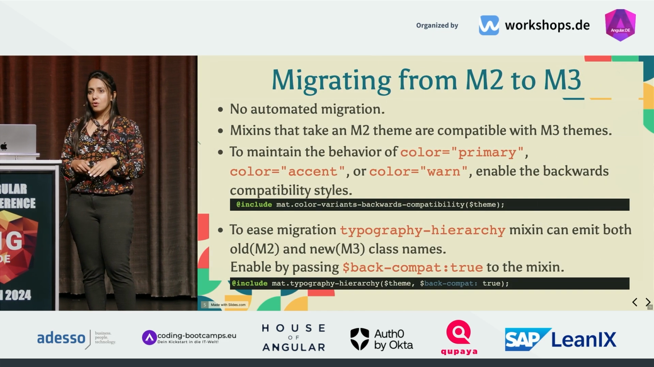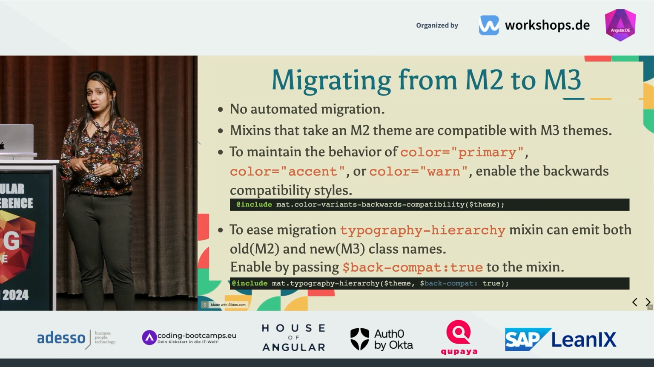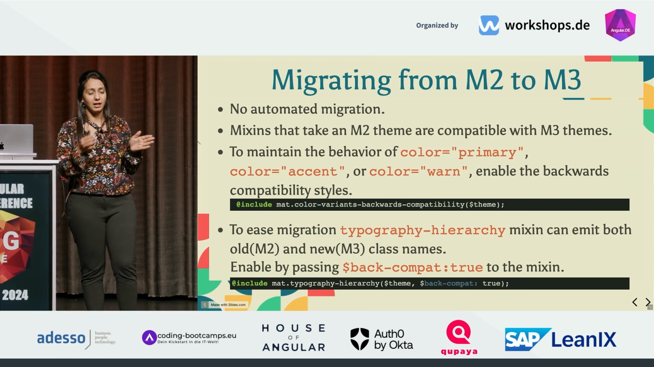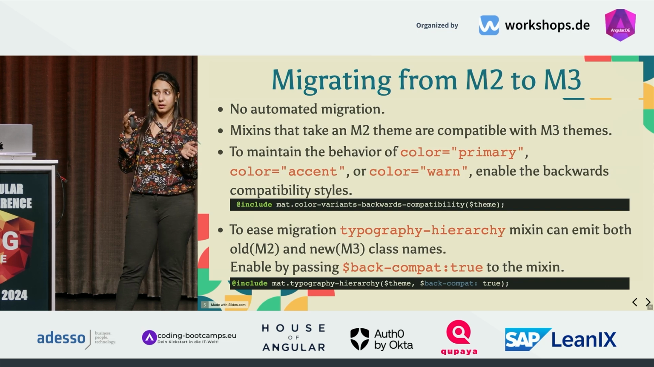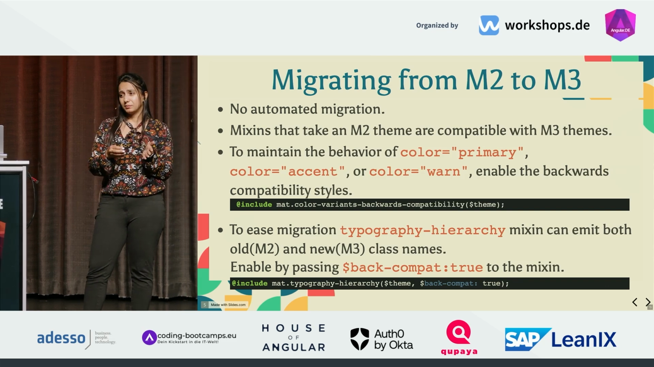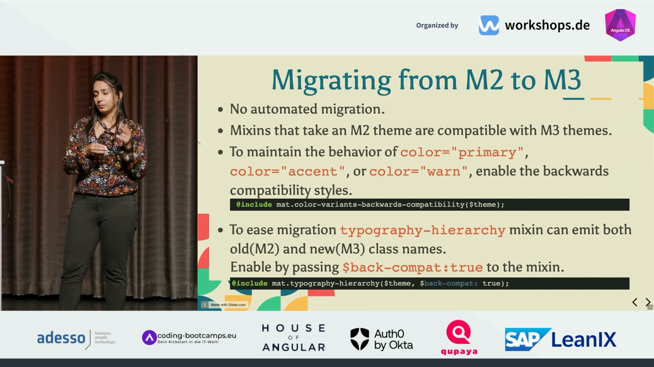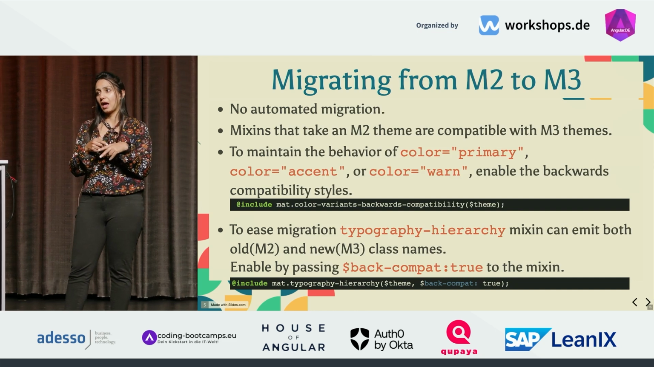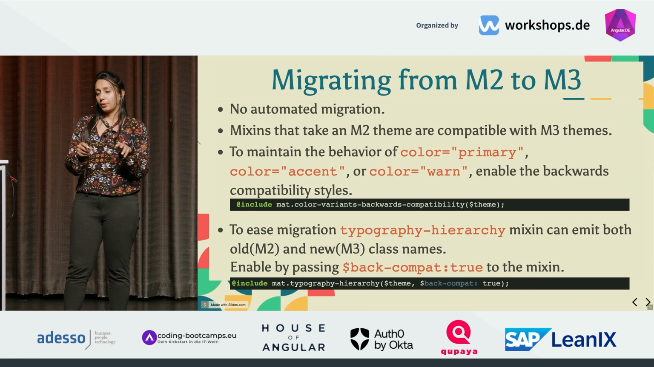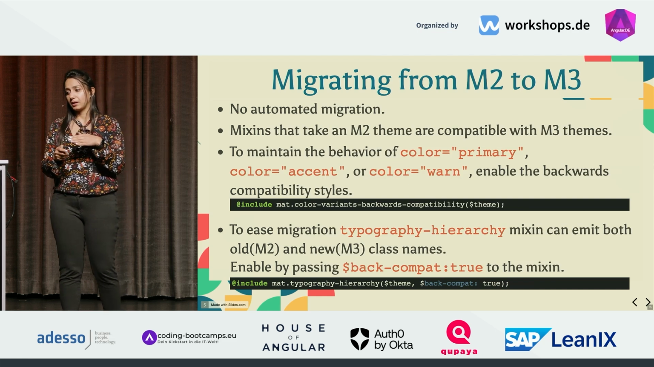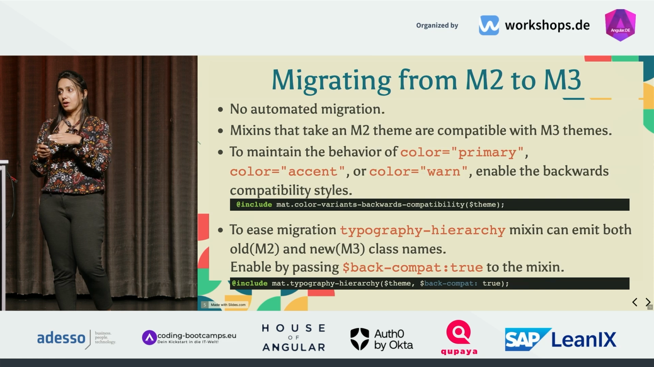So there's no automatic migration or schematic to help you migrate, because again, Material can be adopted and extended in so many different ways. But it's really easy. There are simple steps that you can take, which are manual, but as you're updating, you can still have both M2 and M3 APIs, or SASS APIs, coexisting in your repository, in your application. And they have some backward compatibility support that makes it easier to migrate.